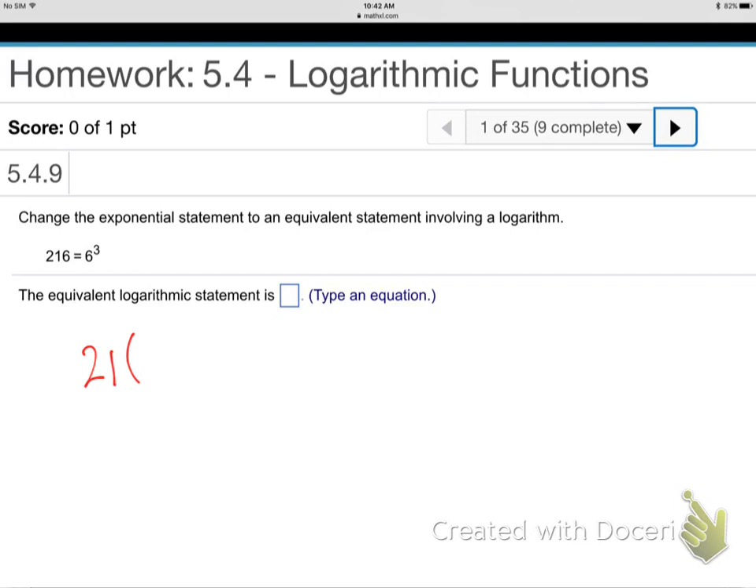All right, 216 is 6 to the third power. We're changing gears. We're in logs now.